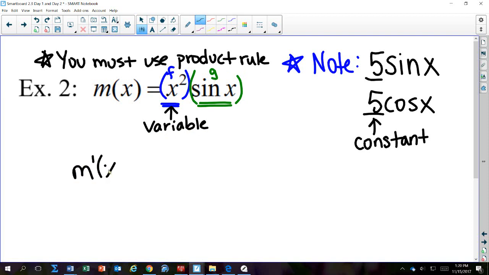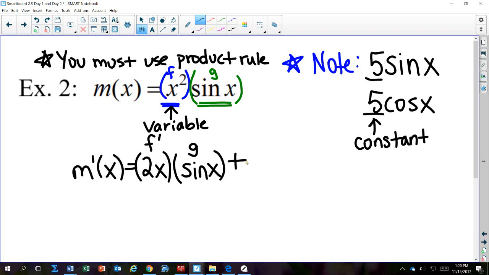M prime. We're going to take the derivative of the first. Let's just go around the room. Okay, I'll start with you. Derivative of x squared is 2x. Times the second, just regular. Conrad, what would you put? The derivative of the first times the second. You're good. Sine x. Right? This is the derivative of the first times the second plus. Now we're just doing the first regular, so what would I put there? X squared times the derivative of the second. So what would you put for the derivative of the second? Cosine x. Good. The derivative of sine x is cosine x. Okay. Any questions about how I set that up?